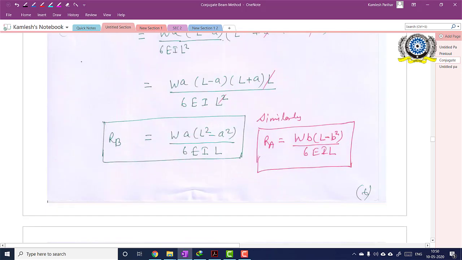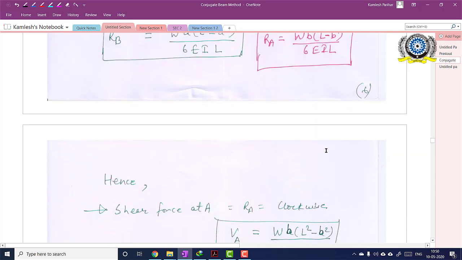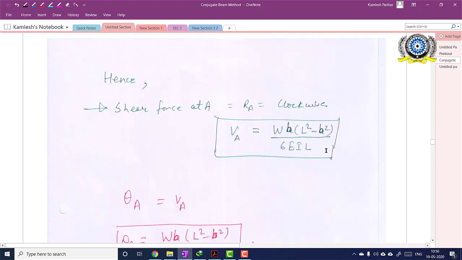Here RB is found to be W a (L square minus a square) upon 6EIL, and similarly RA is W b (L square minus b square) upon 6EIL. So RA and RB we have calculated. Now what we have to find out? The first part, that is slope at A and B. Slope at A and B means theta A and theta B.